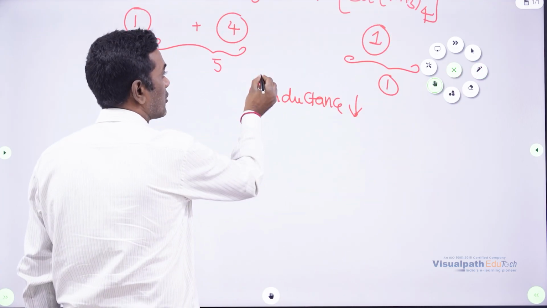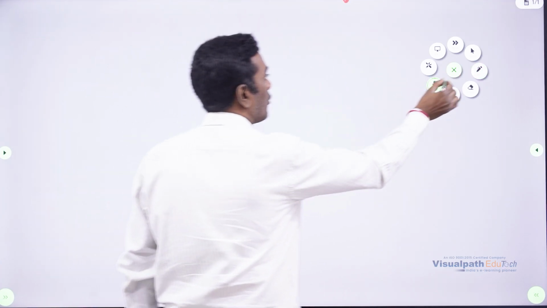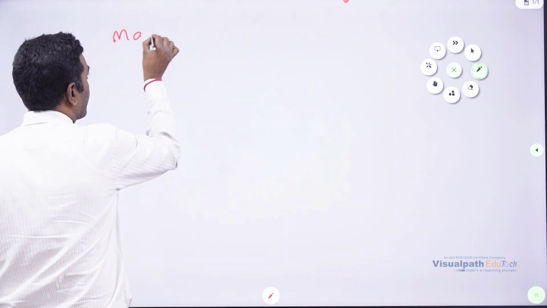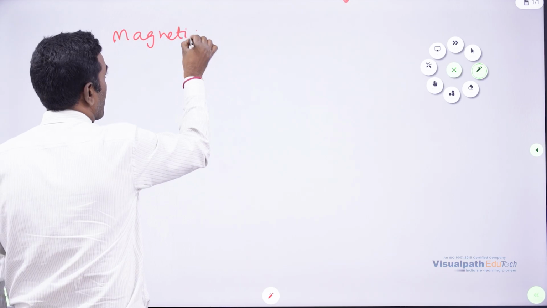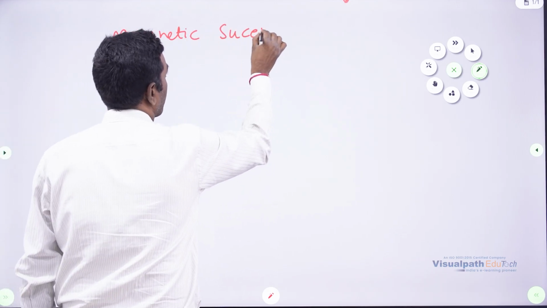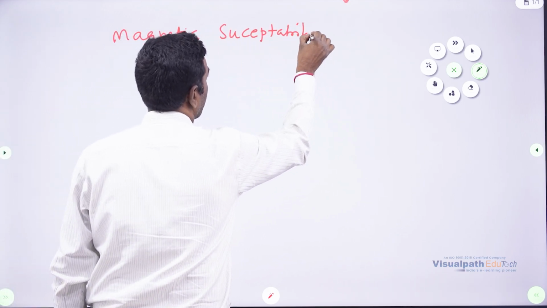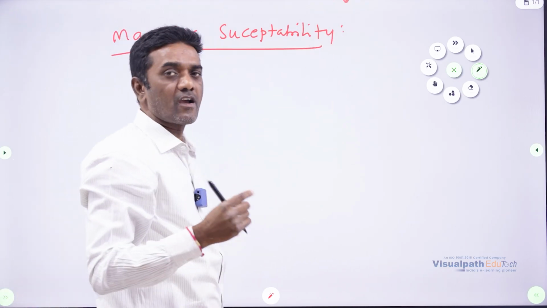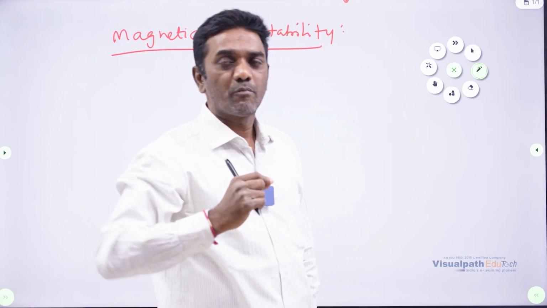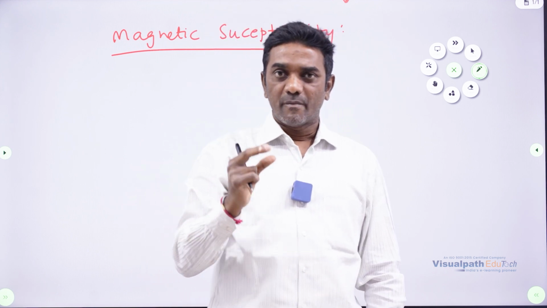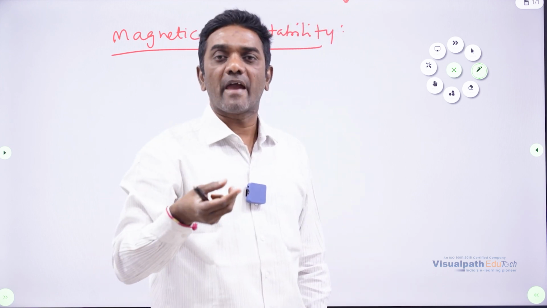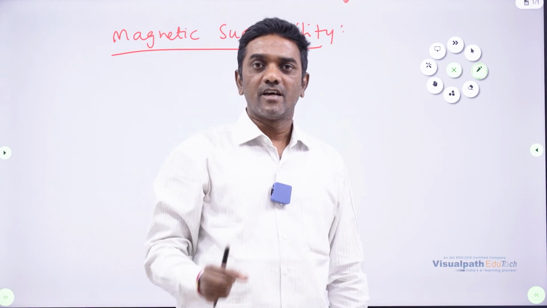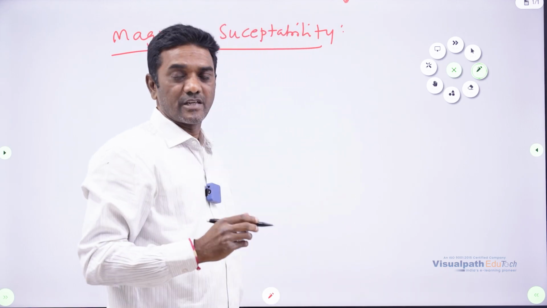Now we are going to discuss about magnetic susceptibility. Magnetic susceptibility is going to help us understand the complex formation, right? Now magnetic susceptibility means what? Magnetic susceptibility means it's based on magnetic property. Based on magnetic property, we can understand the complex formation, different complexes.